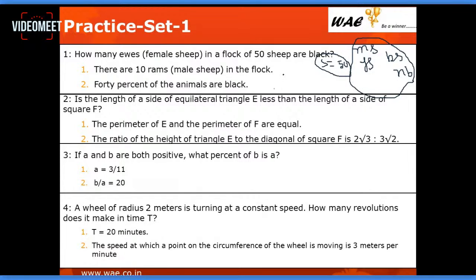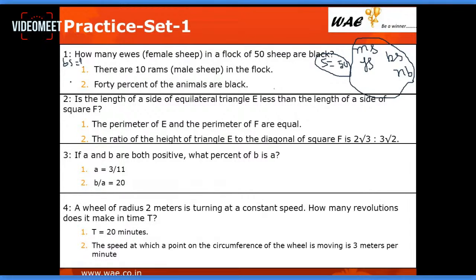Now, the question is, how many female sheep are black? We have S equal to 50 given to us, and we need the value of BS. So the question is BS equal to what? Black sheep is what we need to find. So that is the question. Now let's first talk about S1. I need to find BS.